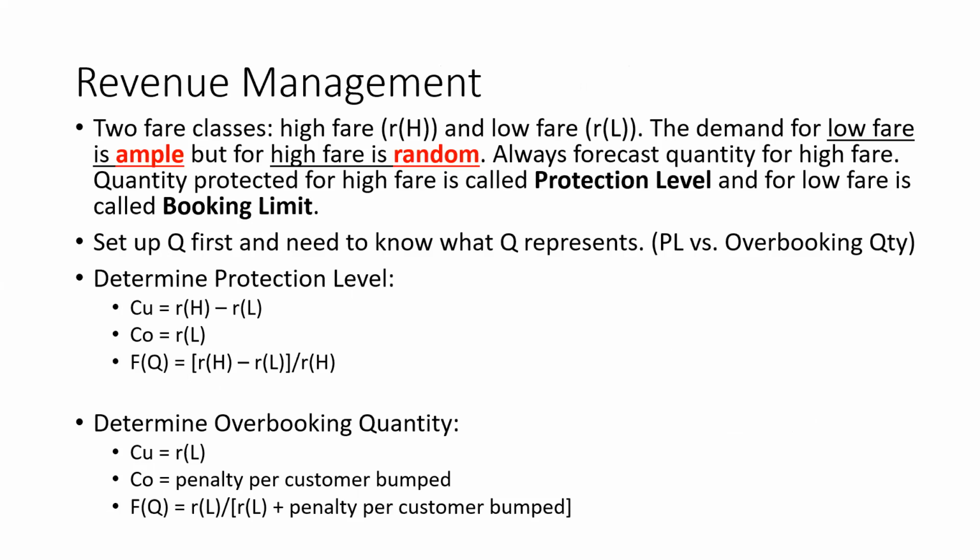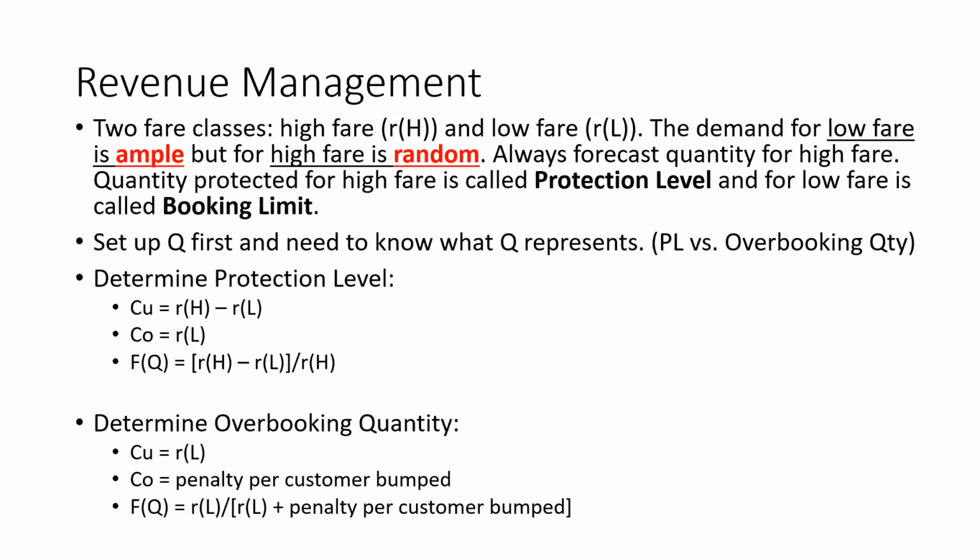The demand for low fare is ample, which means you don't have to worry about not selling any empty capacity to low fare. But for high fare, the demand is random. It's normal distributed or Poisson distributed or other distributions.